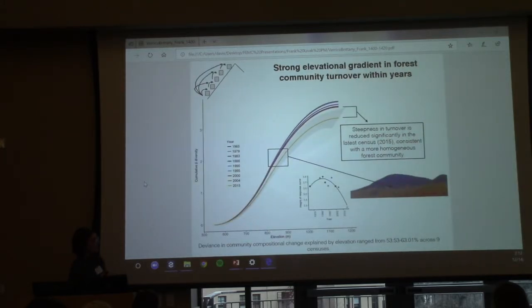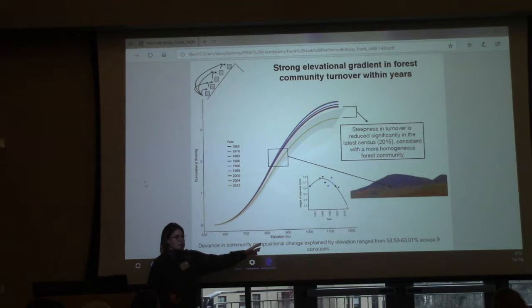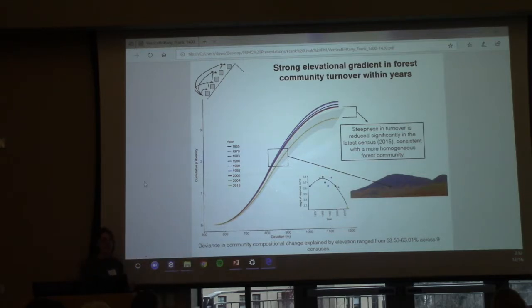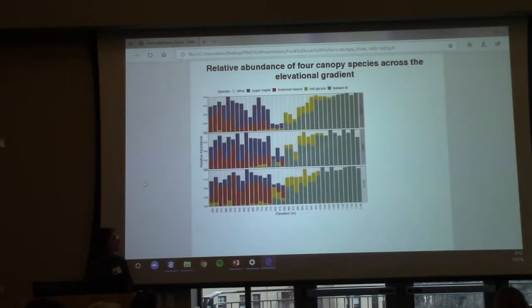But one thing that was quite interesting was that the steepness of turnover was reduced significantly in the latest census year. So this is saying across the entire elevational gradient, from the lowest point to the highest point, there's not as much turnover in species composition in 2015 as we have seen previously. And this reflects a more homogeneous forest community.